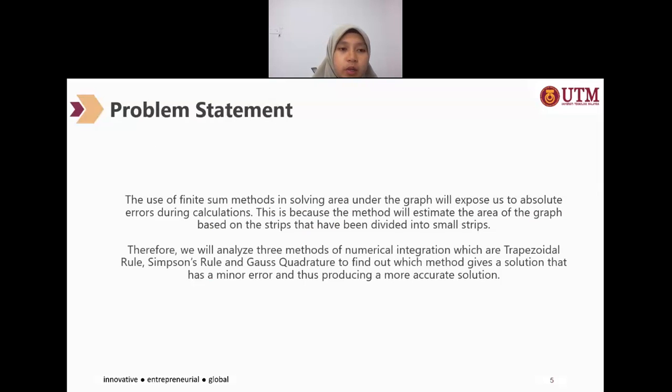This research comes with a problem statement. The use of finite sum methods in solving area under the graph will expose us to absolute errors during calculations. This is because the method estimates the area of the graph based on strips that have been divided into small strips. Therefore, we will analyze three methods of numerical integration, which are trapezoidal, Simpson's, and Gaussian quadrature.